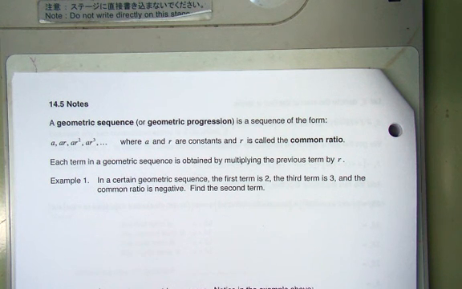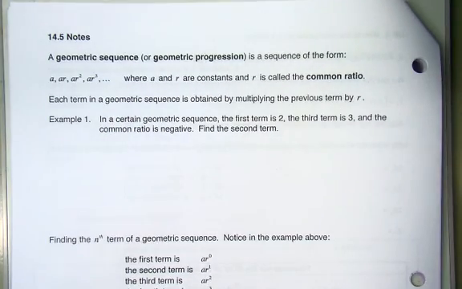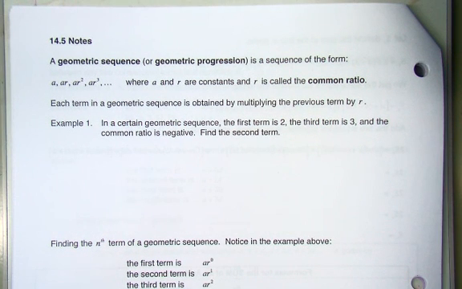Okay, so we are starting 14.5 notes. This is all about geometric sequences or geometric progression. So just like we talked about arithmetic the other day, this is now geometric. And it's in the form of a, a times r, a times r squared, a times r to the third, where a and r are constants and r is called the common ratio.